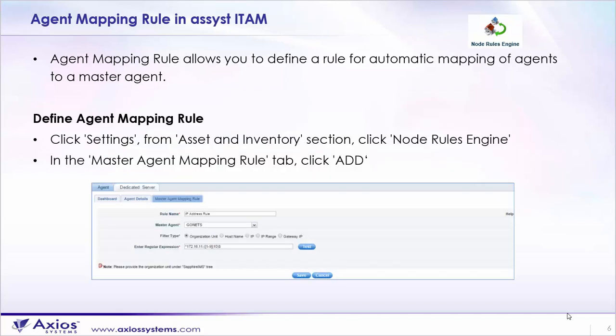So we also have the ability to write rules. Within agent mapping rule, we can define a rule to automatically map to a master agent. To do that, we're in Settings, we go to the master agent mapping rule, we click on Add, and we add in the rule that we wish to use. We have to decide on a regular expression, which will be discussed in the wiki, and there's rules we can write to get the right information.